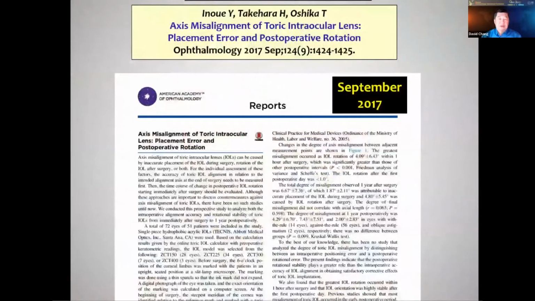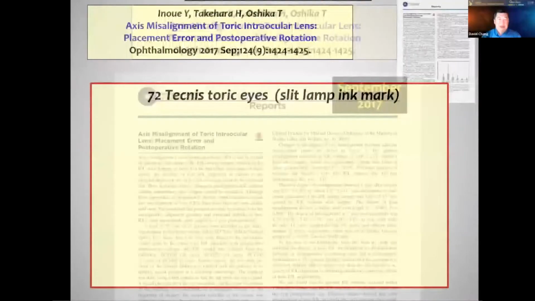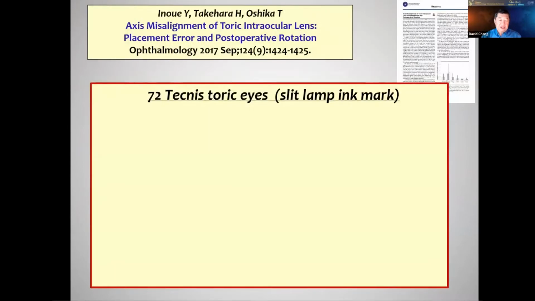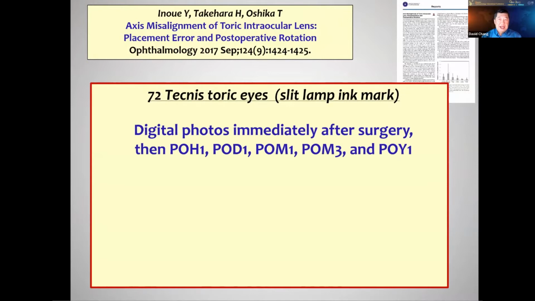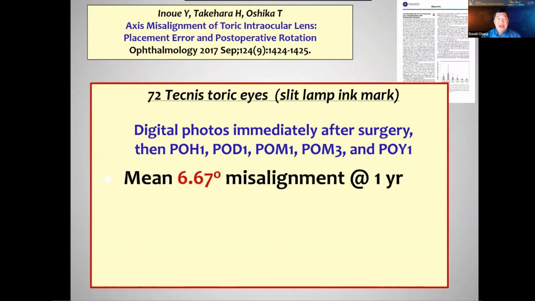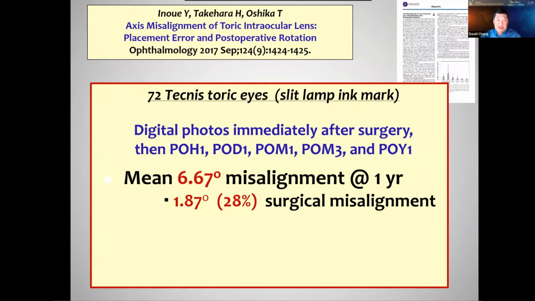And this is an important paper that was a correspondence in 2017. It's a Japanese study. They did 72 consecutive monofocal torics, which they marked at the slit lamp. And what was good is they took digital photographs immediately after surgery, an hour later, a day later, and then at months 1, 3, and 12. And if you look at the net mean misalignment at 1 year, they're able to determine that 28% of that misalignment was actually due to surgical misalignment, not rotation.